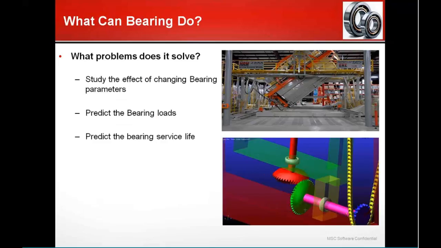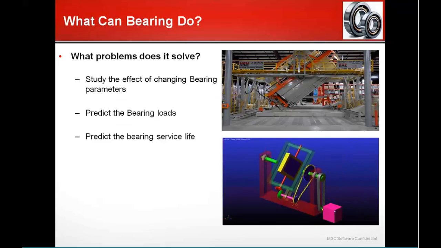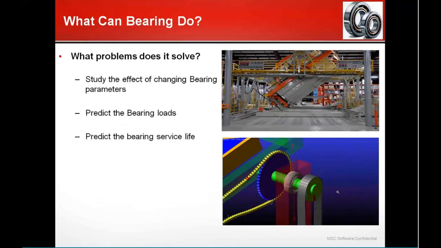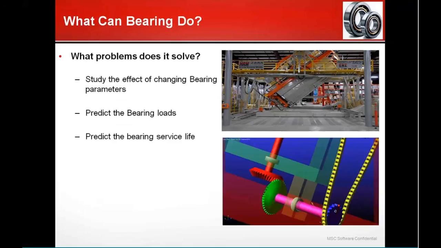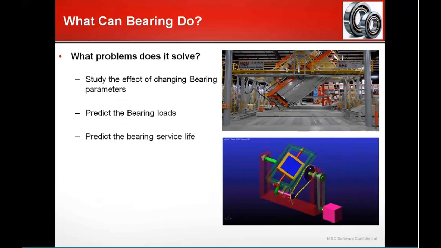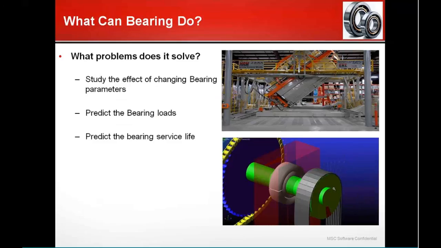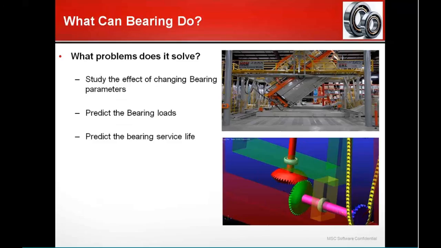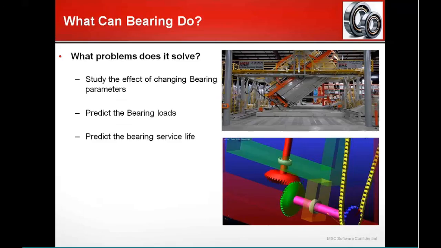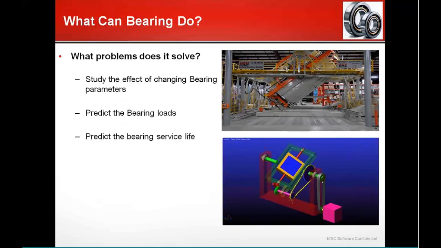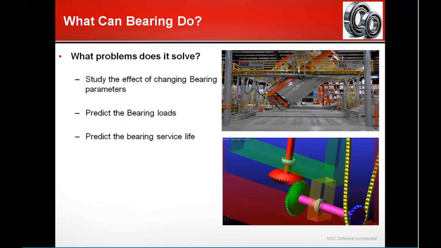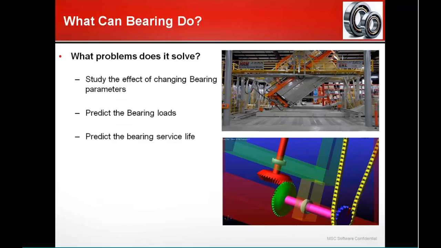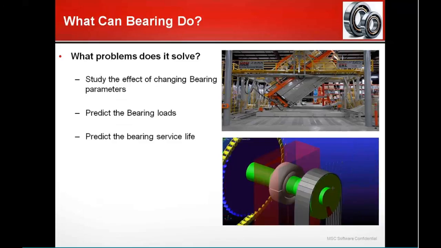So moving on, what problems does it solve? Looking at this bearing module, you can do a couple of things with it. People are looking at changing the bearing parameters and seeing the effects. You may change the clearance of the bearing, or change bearing sizes, trying to see what happens when you have different size bearings at different places in the system, and of course predicting loads in the bearings, in addition to seeing what clearances in the bearings may do to the rest of the system.